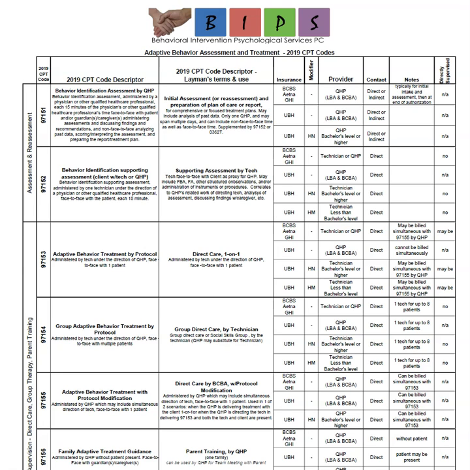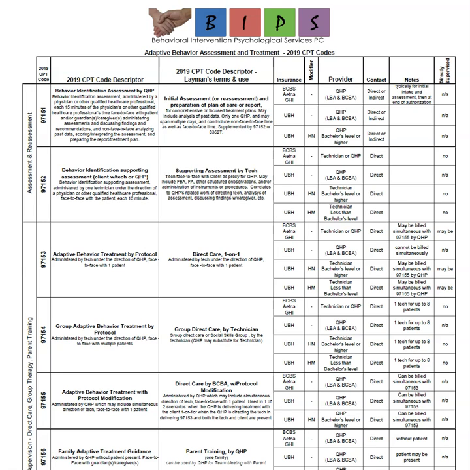Let's continue with codes related to the paraprofessional for the moment. One other code that you might see popping up in your authorizations is 97152, and this is the supporting assessment by the technician. This is the technician's face-to-face time with the client as the proxy for the QHP, or working for the QHP doing the QHP's work that is directed.